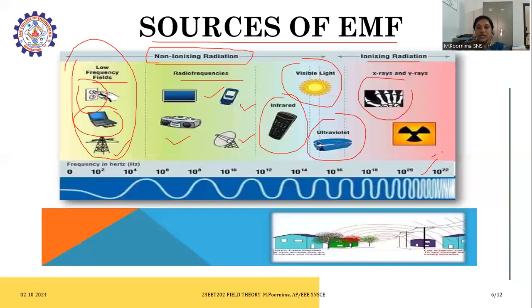Here the frequencies are high, even 10 to the power 22. This is what a high frequency is. So basically the radiations are divided into two types: non-ionization radiation and ionization radiation. This is a small example, and we can see the non-ionization and ionization radiation around us.